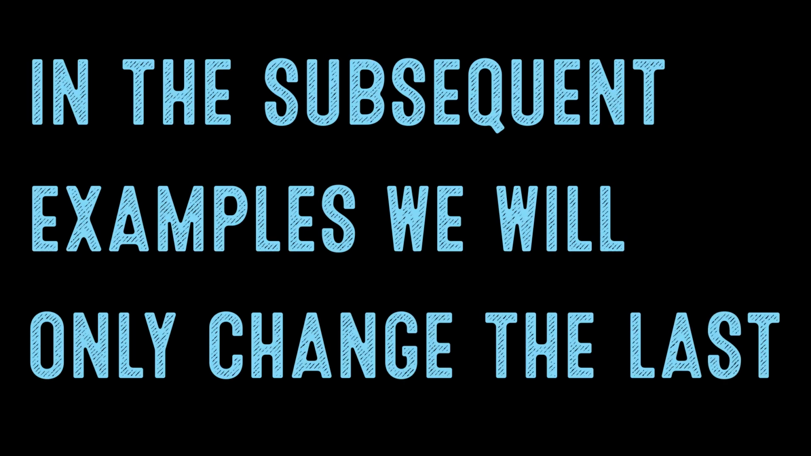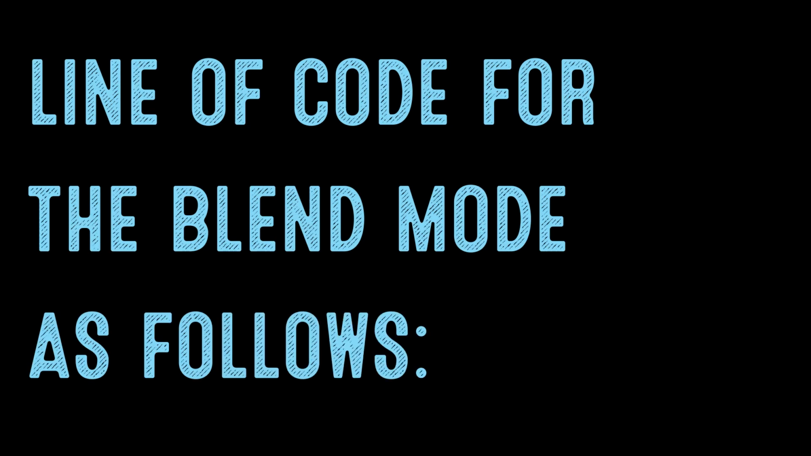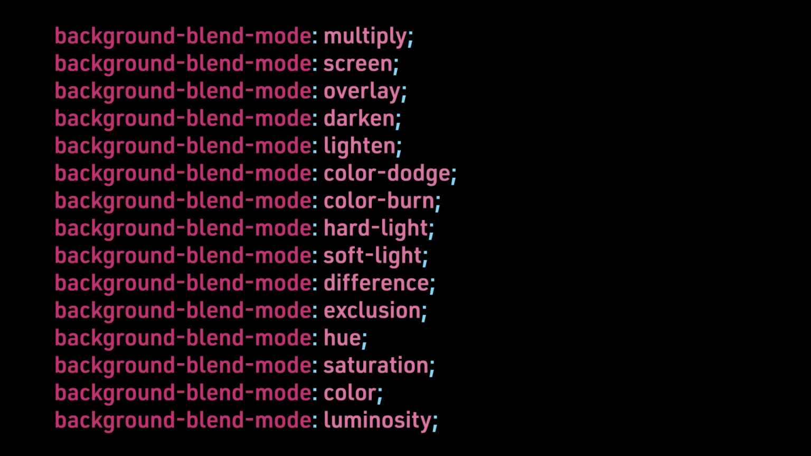In the subsequent examples, we will only change the last line of code for the blend mode as follows: background blend mode multiply, background blend mode screen, background blend mode overlay, background blend mode darken, background blend mode lighten, background blend mode color dodge, background blend mode color burn, background blend mode hard light, background blend mode soft light, background blend mode difference, background blend mode exclusion, background blend mode hue, background blend mode saturation, background blend mode color, and background blend mode luminosity. We will look at how these modes look visually.